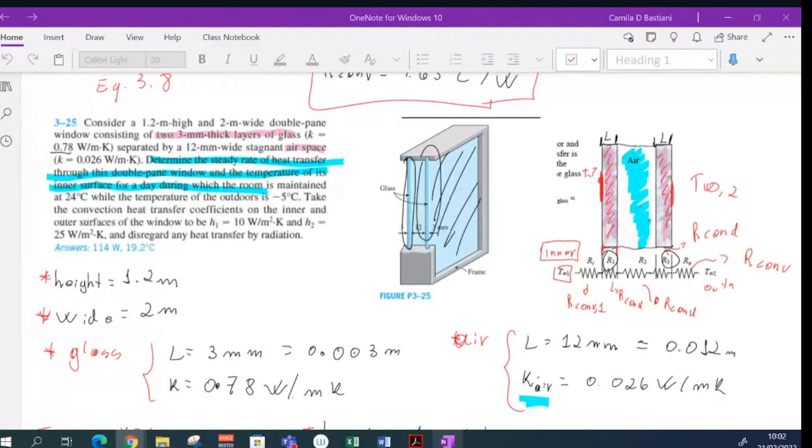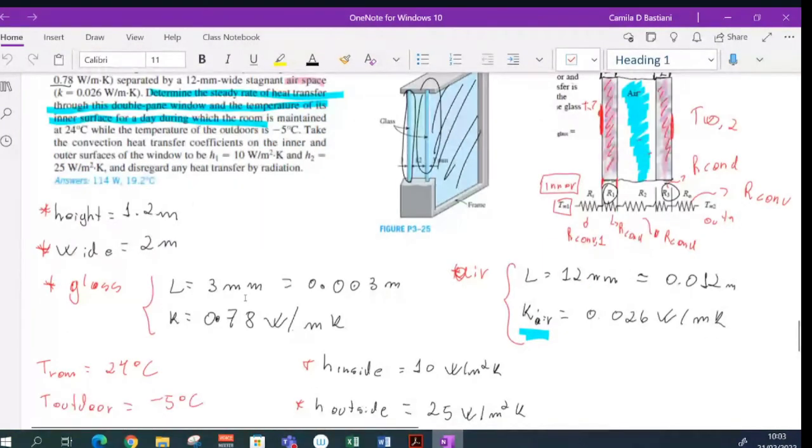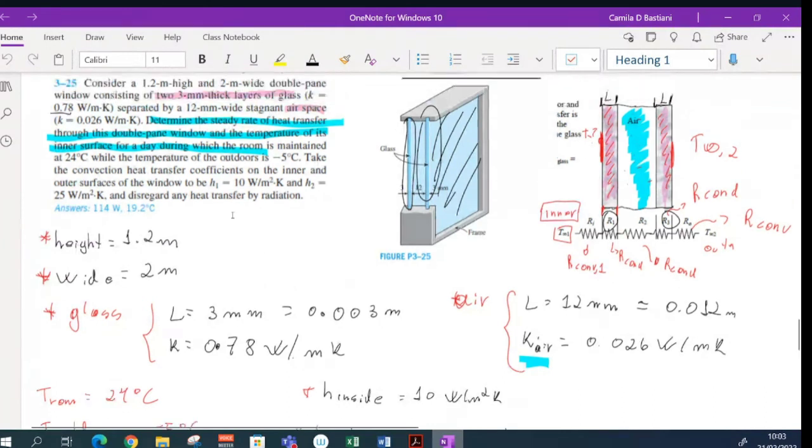Last week we started problem 3.25 and we didn't manage to finish. Did anyone try to finish at home and manage to get the same answers that we have here? Okay, so what we had for the 3.25?